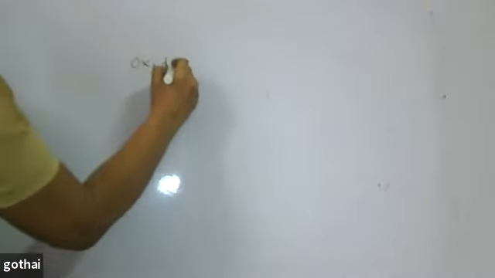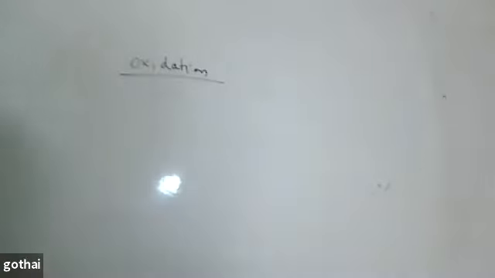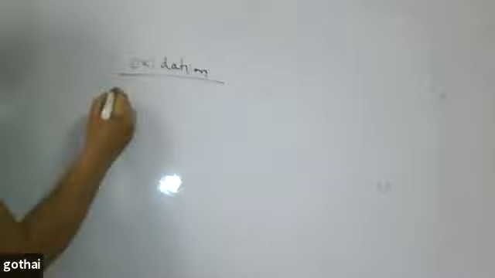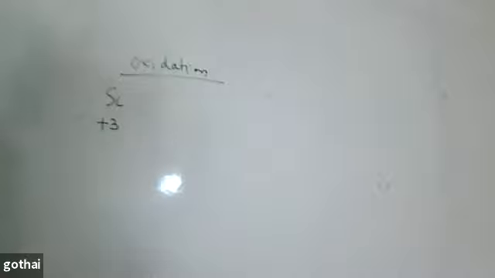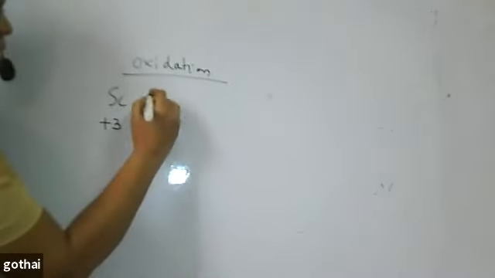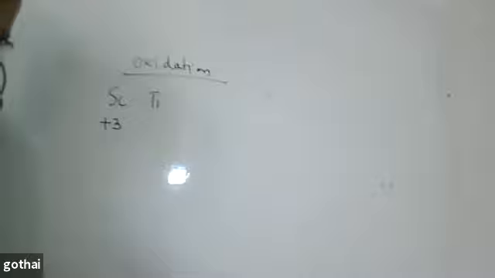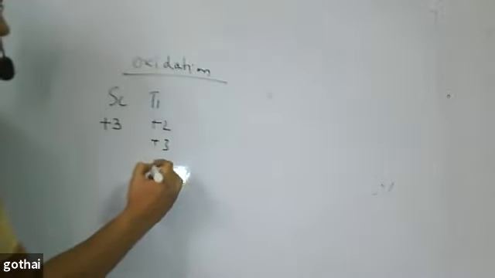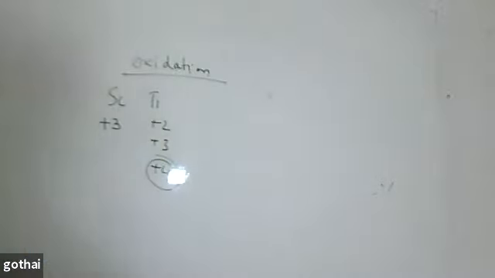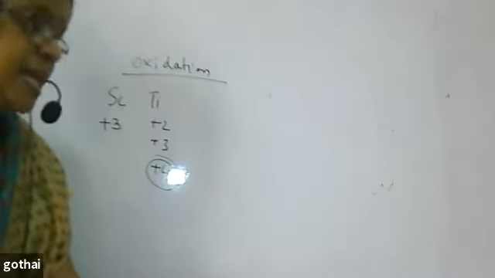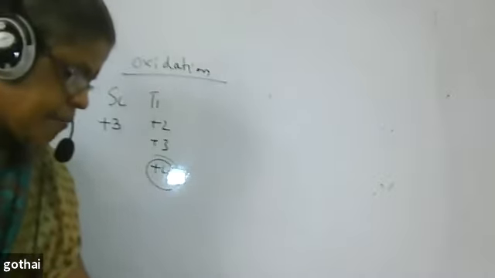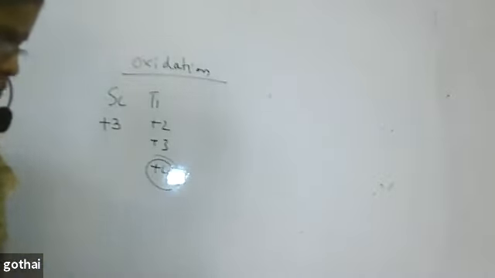Next is oxidation state. What is oxidation state? It is the charge carried by the atom in that particular compound. If I take scandium, it shows only one oxidation state, that is +3. Titanium shows +2, +3, +4, and the stable one is +4. If you see your book, the bold letters are the highest stable oxidation state. Vanadium shows +2, +3, +4, and +5.